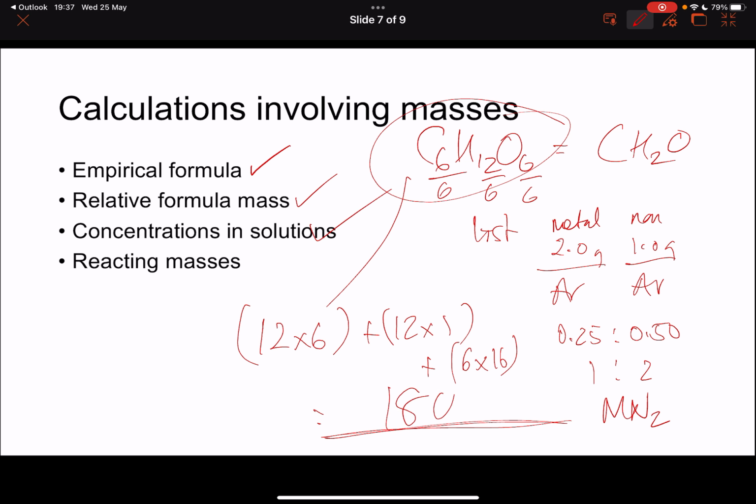Concentrations in solutions. Concentration, learn the formula, is mass over volume, and that is concentration in grams per dm cubed.